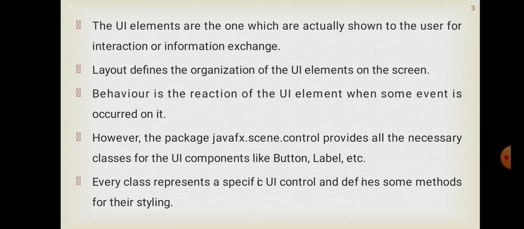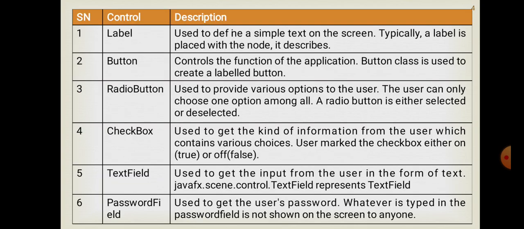So these components are available in the package javafx.scene.control. Under this we have several necessary UI components, for example, buttons, labels, etc. So what are the components we have? First one is the label component. A label component is used to define a simple text on the screen. Next is a button component, which controls the function of an application.